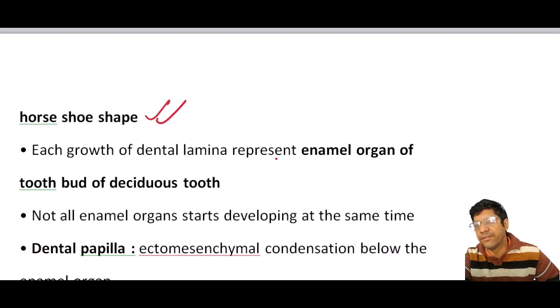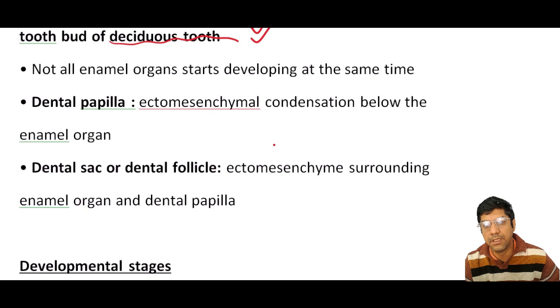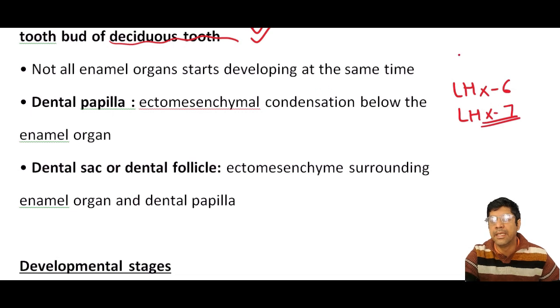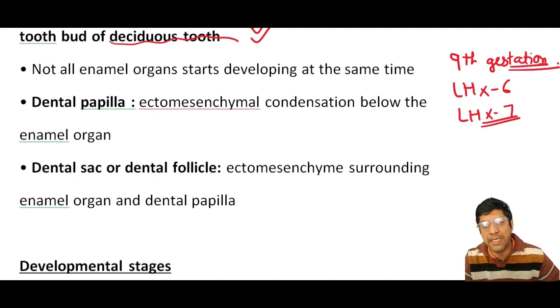So each growth of dental lamina would represent the enamel organ of tooth bud of the deciduous teeth. What are the genes that are expressed during the tooth development? Remember, LHX6 and LHX7 genes are expressed in oral ectomesenchyme by the 9th day of gestation. They originate from the signals in the oral epithelium of the first branchial arch. So these genes are important for the teeth development.